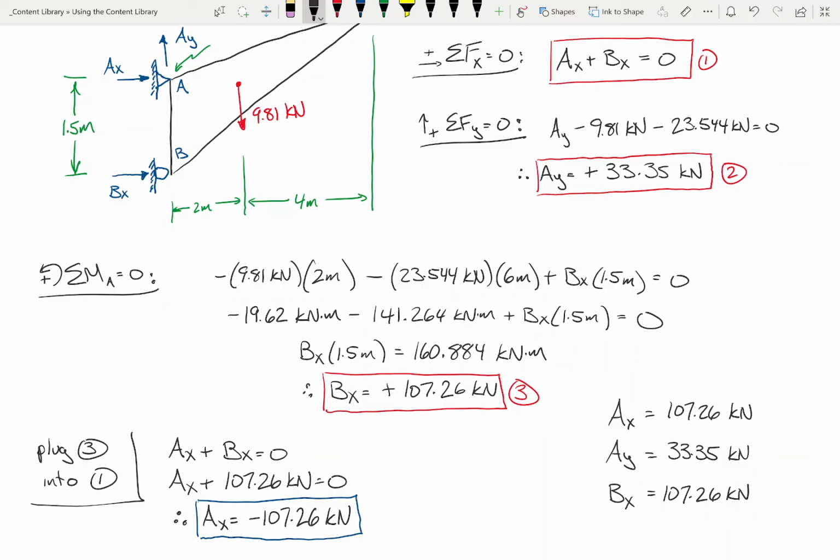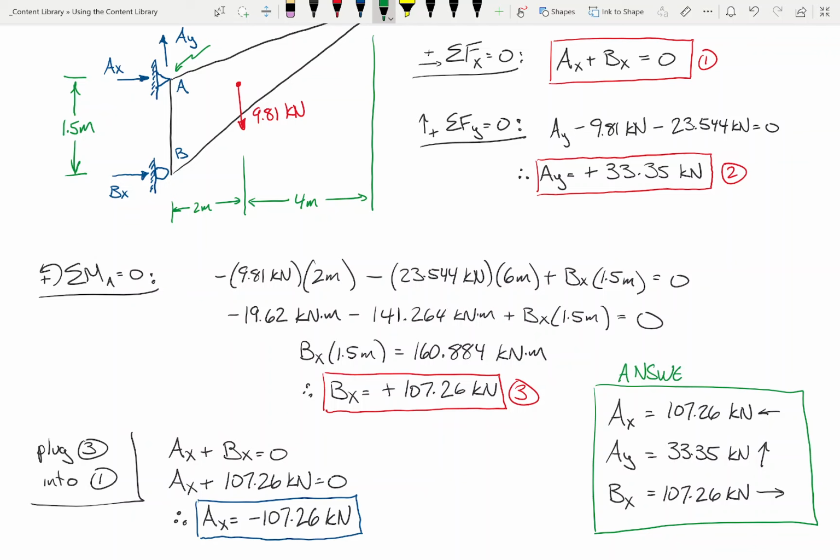So for example, AY is actually acting upwards. We assumed a positive value, we assumed that AY was upward and we got a positive value. So it's actually acting upward. We assumed BX is acting to the right and we got a positive value. So it's actually acting to the right. AX, we assumed it was acting to the right and we got a negative value. So it's actually acting to the left. So this is our answer, or answers.